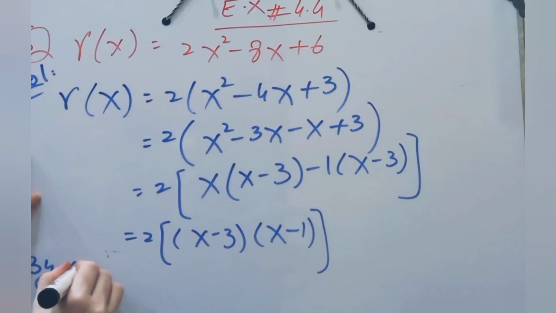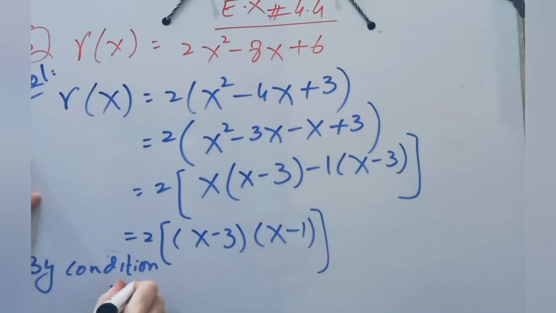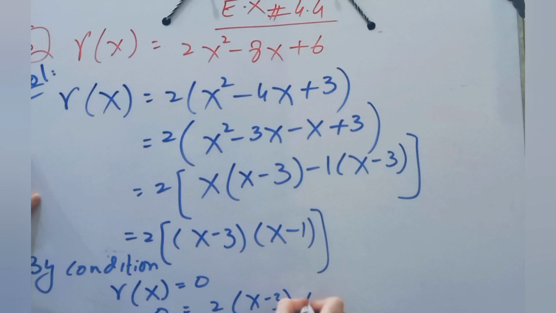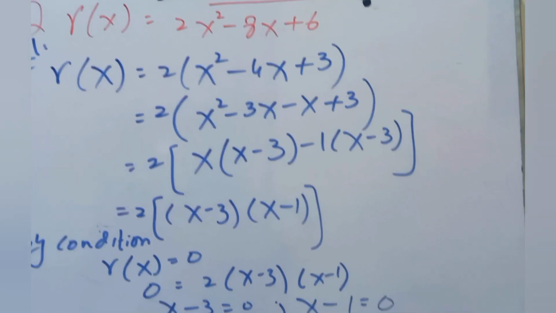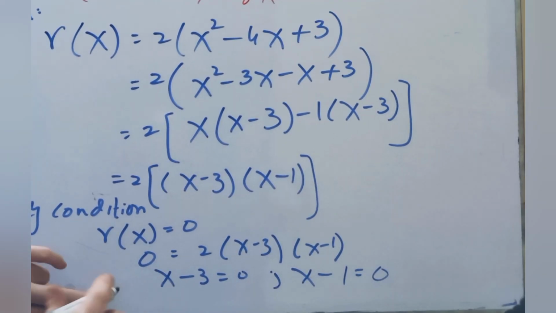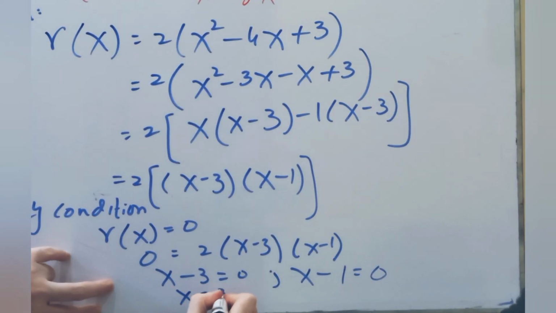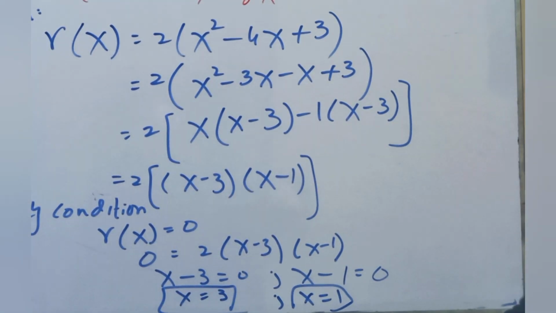According to the condition, the deflection of beam becomes equal to 0. So we write 2 into x minus 3, x minus 1 equal to 0. Both terms become equal to 0: x minus 3 equal to 0 and x minus 1 equal to 0. So x is equal to 3 and x is equal to 1. These are the answers of this question.